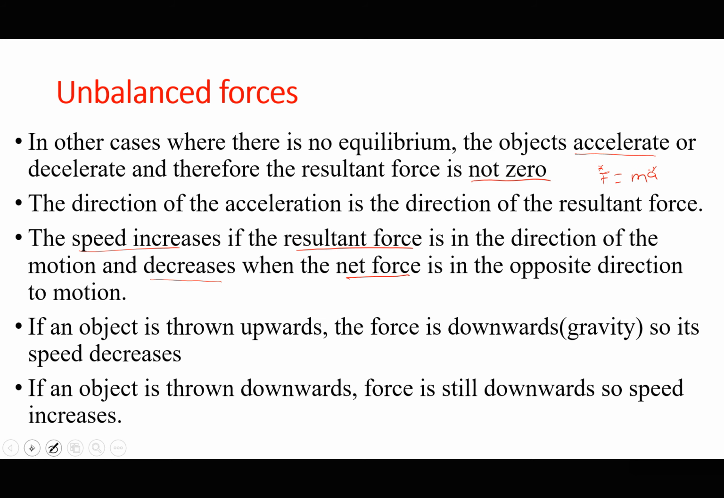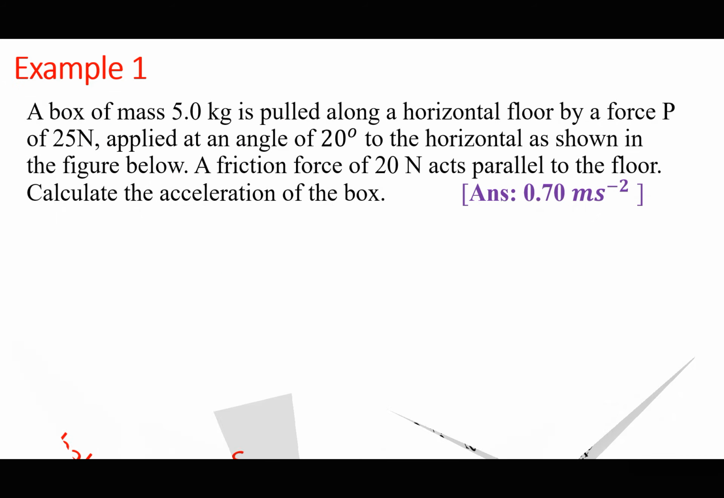Okay, let's do some further examples then. A body of mass 5 kilograms is pulled along a horizontal floor by a force P of 25 newtons, applied at an angle of 20 degrees to the horizontal as shown in the figure below. A friction force of 20 newtons acts parallel to the floor. Calculate the acceleration of the box.